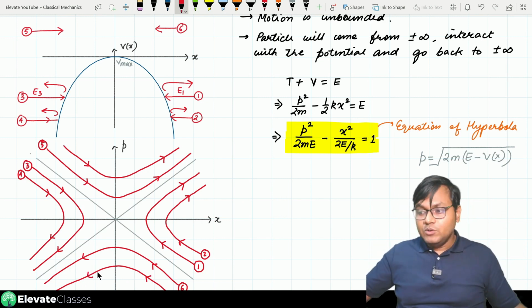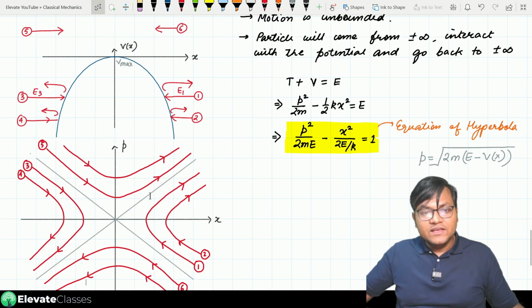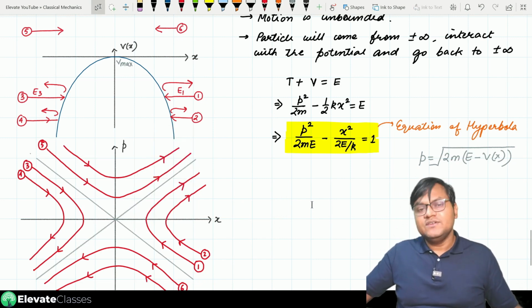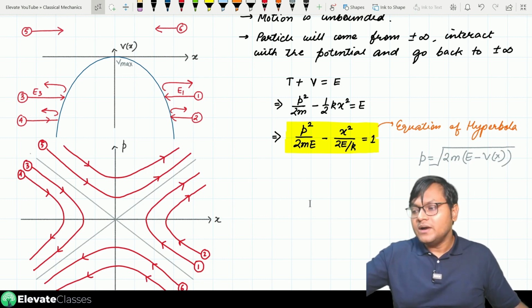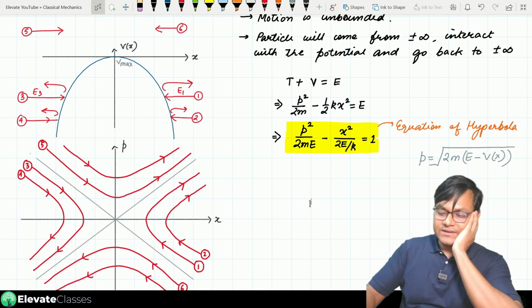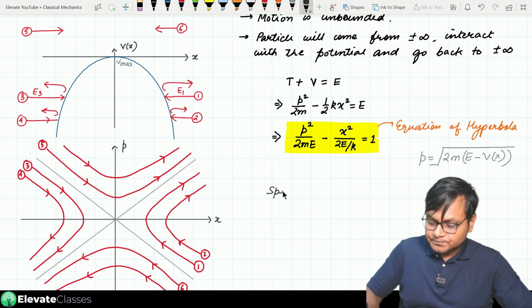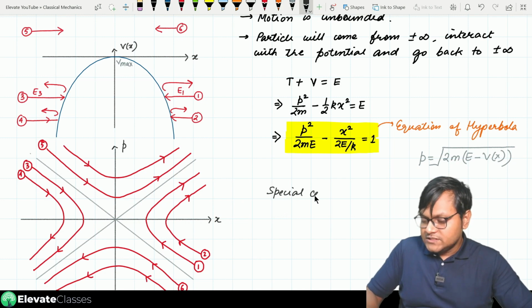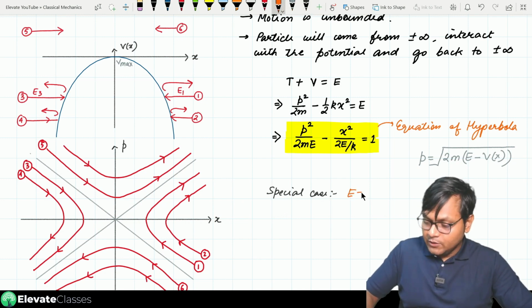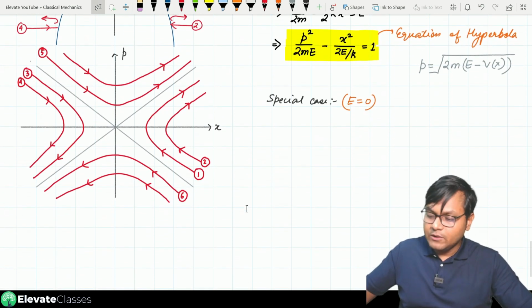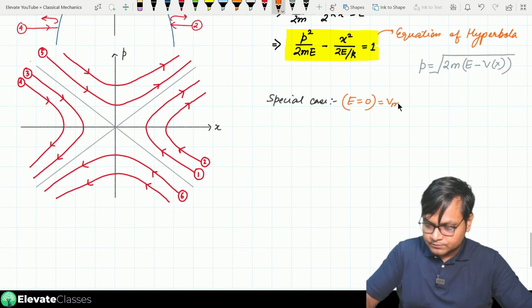Now, you remember these two lines that I made in the center, these straight lines? What are these lines? These are very interesting lines because they correspond to the scenario where the particle's energy is equal to Vmax. Okay, so they correspond to a special case scenario here. What is the special case? The special case is that E is equal to 0, or E is equal to Vmax because Vmax is 0.